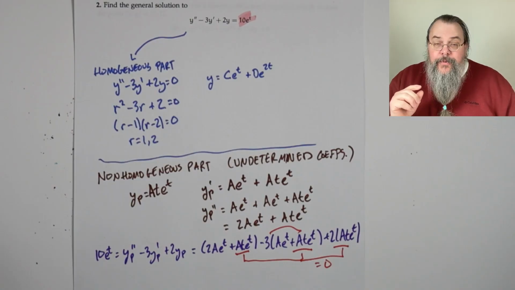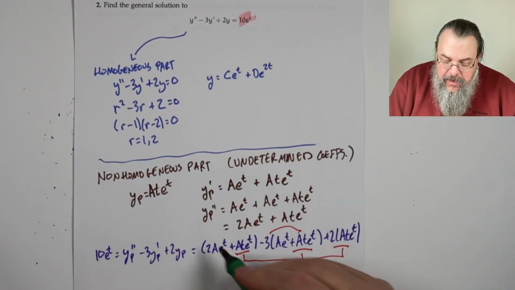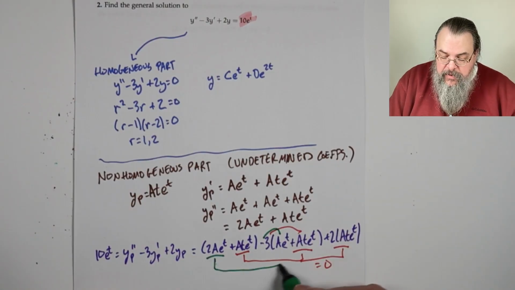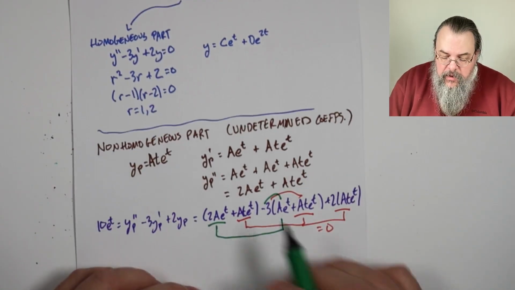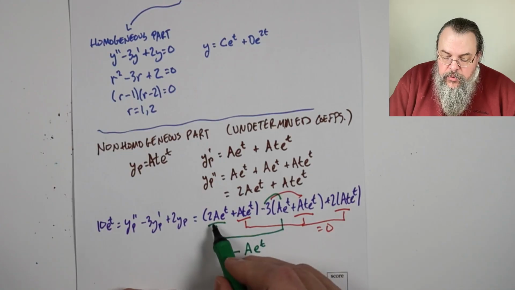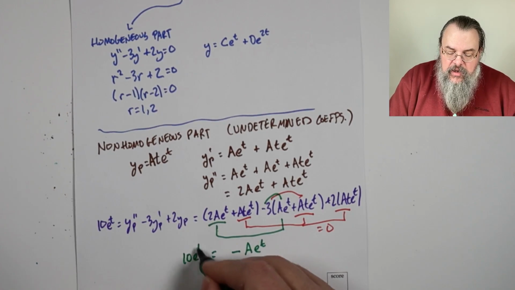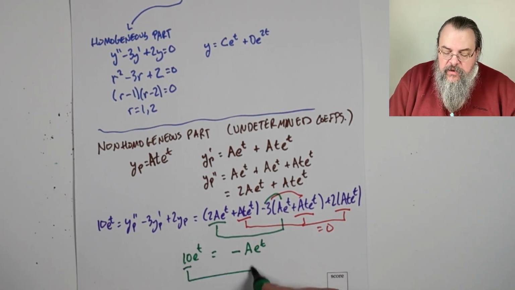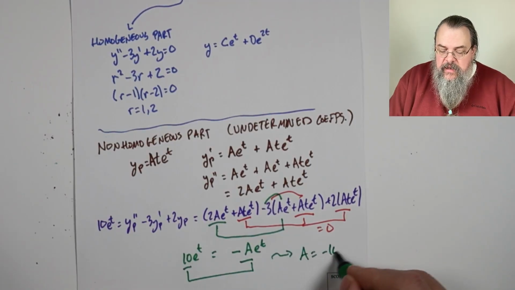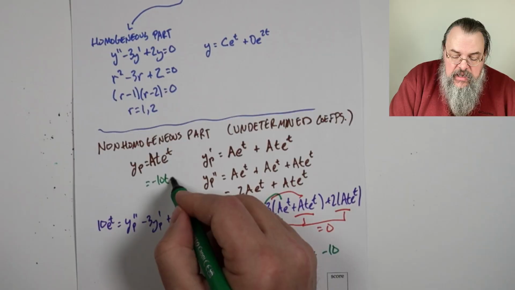Now, we have to look at the e to the t terms. That's what we really care about. Well, what do we have? We have 2 of them here and minus 3 of them here. So if we combine those together, that makes 2a minus 3a e to the t, and that's supposed to equal 10 e to the t. And now we do our great match coefficients up, and that tells us that a should be negative 10. So our particular solution is minus 10 t e to the t.